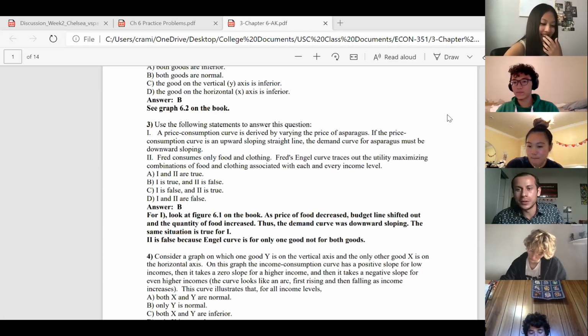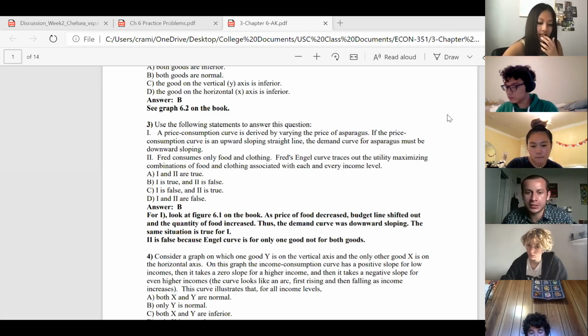Got you. I was confused about that one too, but that makes sense. If the PCC is going up, it means you're going to buy the other goods, so demand is going to fall, which means the demand curve should be going down. Okay. Yeah.